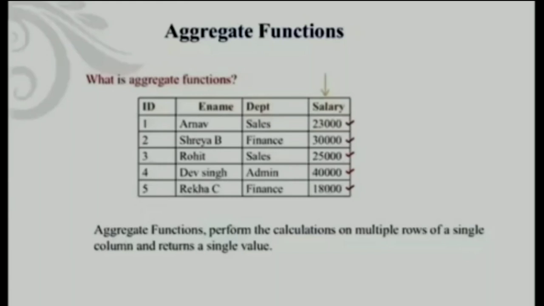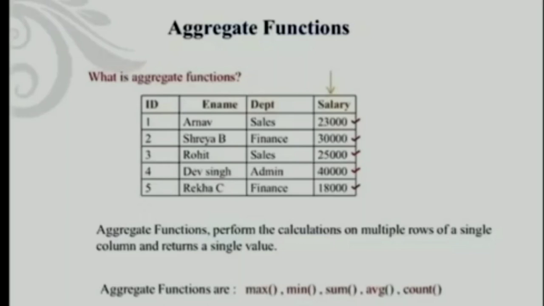So students, aggregate functions perform calculation on multiple rows of a single column and generate a single value as output. Aggregate functions perform operation on a group of records and return a single value result. So the aggregate functions are maximum function, minimum function, sum function, average function and count function. Students, if we want to find out the maximum salary, in that condition we will use the MAX function. If we want to find the minimum salary or minimum amount, then we will use the MIN function. Here maximum, minimum, sum, average and count are denoted by MAX, MIN, SUM, AVG and COUNT.